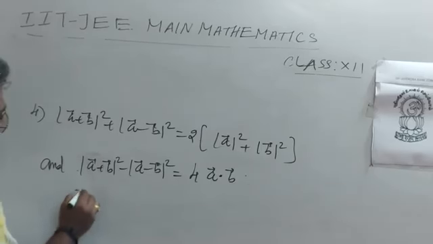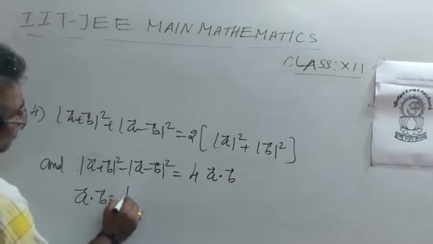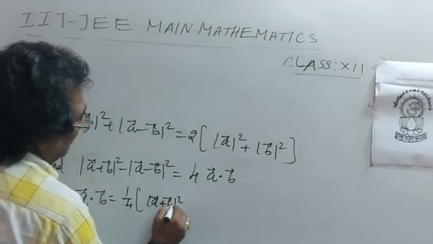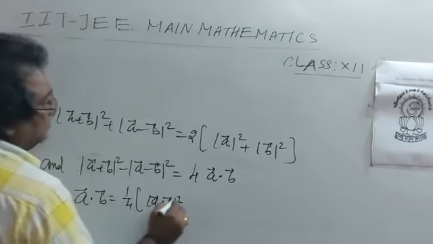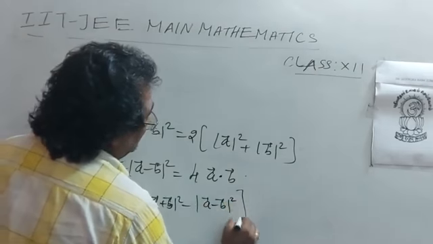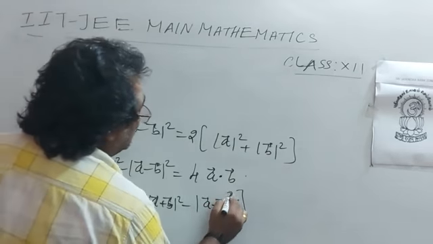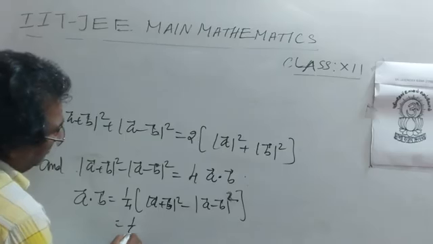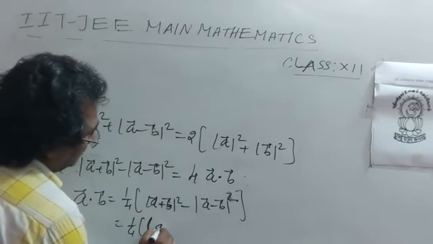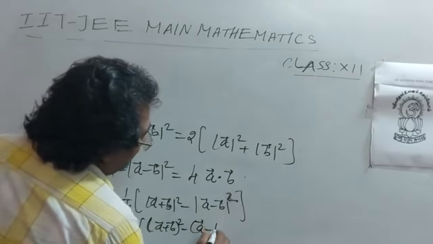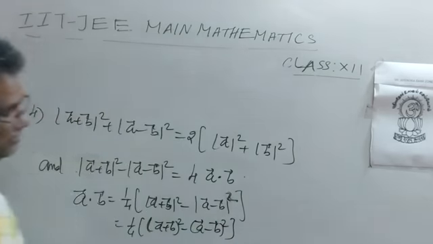So A vector dot B vector equal to 1 by 4 into modulus A vector plus B vector whole square minus modulus of A vector minus B vector the whole square, or 1 by 4 A vector plus B vector whole square minus A vector minus B vector the whole square.